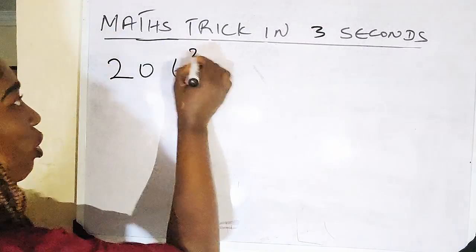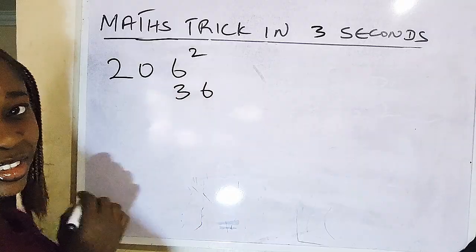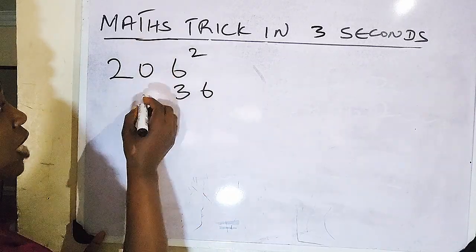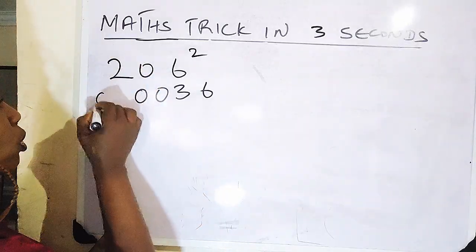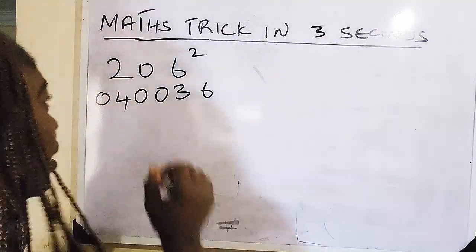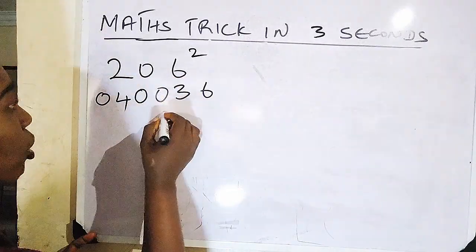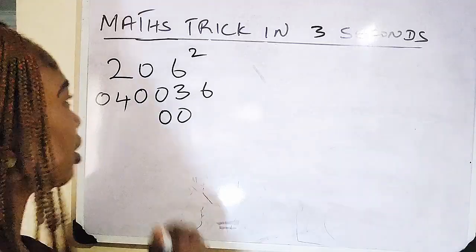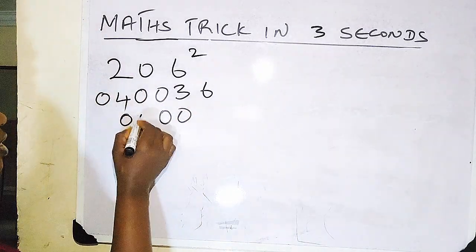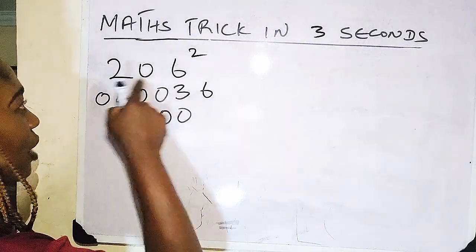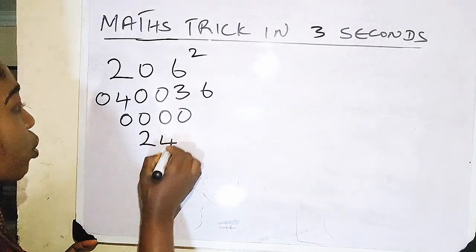To do that, find the square of 6. 6 square is 36, so we write 36. 0 square is 0. Write it in 2 digits. 2 square is 4. Write it in 2 digits. Then 0 times 6 is 0, times 2, 0. Write it in 2 digits. 2 times 0 is 0, times 2, 0. Write it in 2 digits. 2 times 6 is 12, times 2 is 24. Write it in 2 digits.